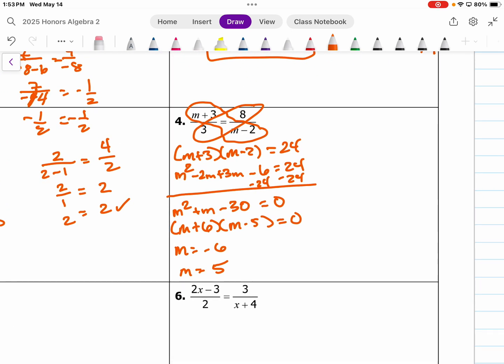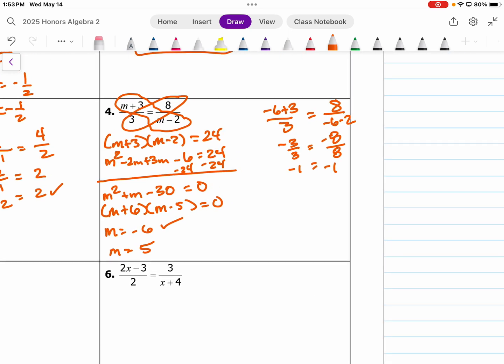Now I need to check both. Negative 6 plus 3 over 3. Are you equal to 8 over negative 6 minus 2? All right, that's negative 3 over 3, which is negative 1. On the other side is negative 8 over 8, which is a negative 1. So we know negative 6 works. So now I got to test 5. Is 5 plus 3 over 3, are you equal to 8 over 5 minus 2? Well, that gives me 8 over 3 on the left, and on the right is 8 over 3. So that's a solution. So that one has 2 solutions.